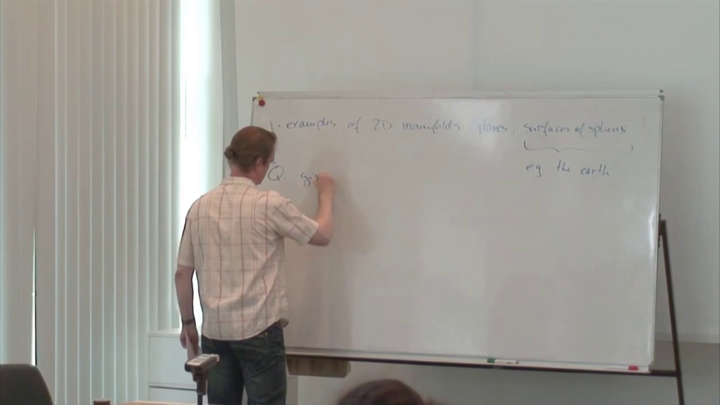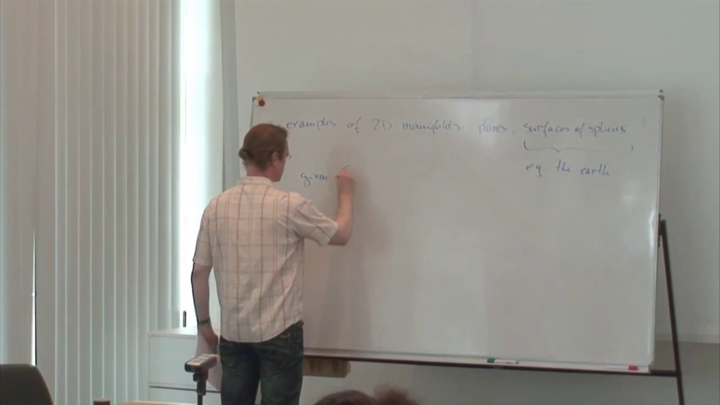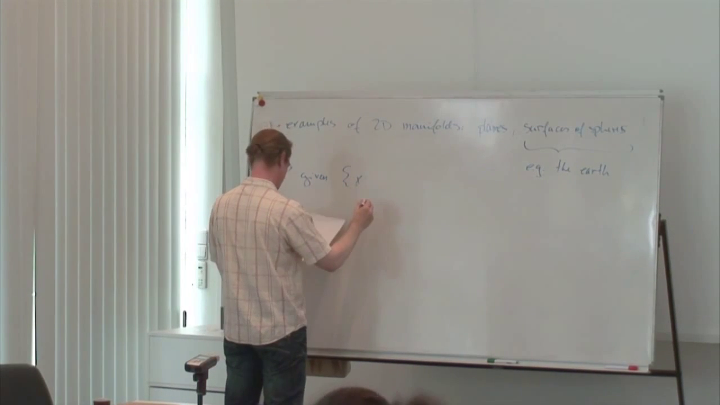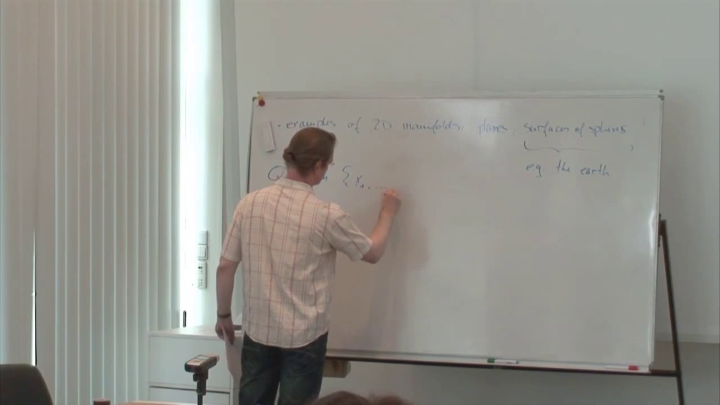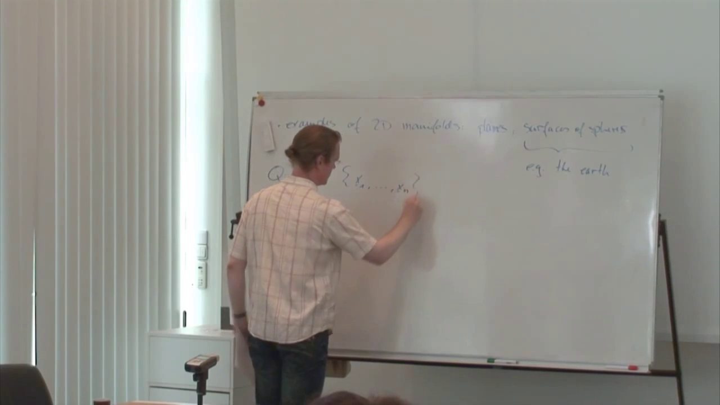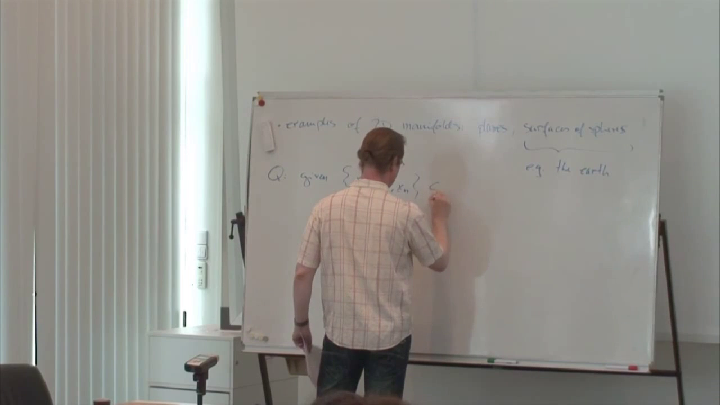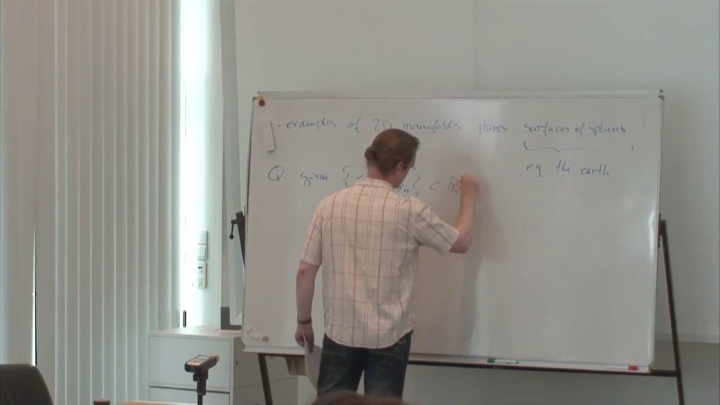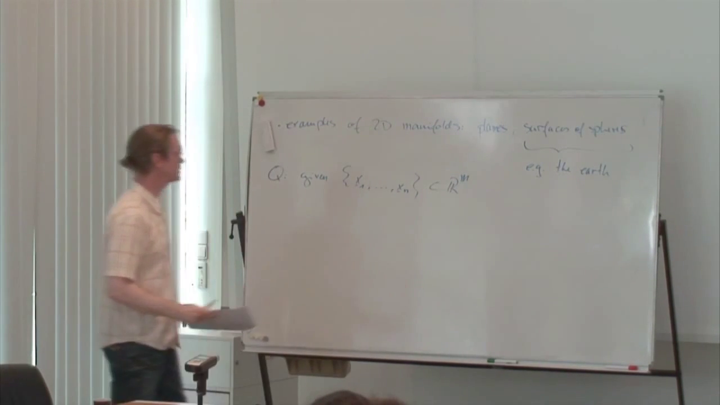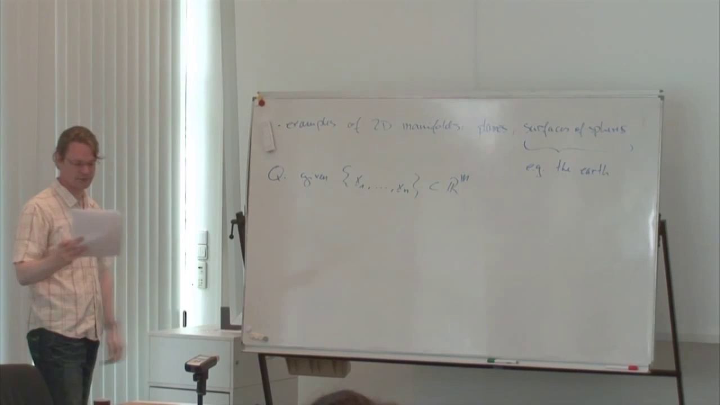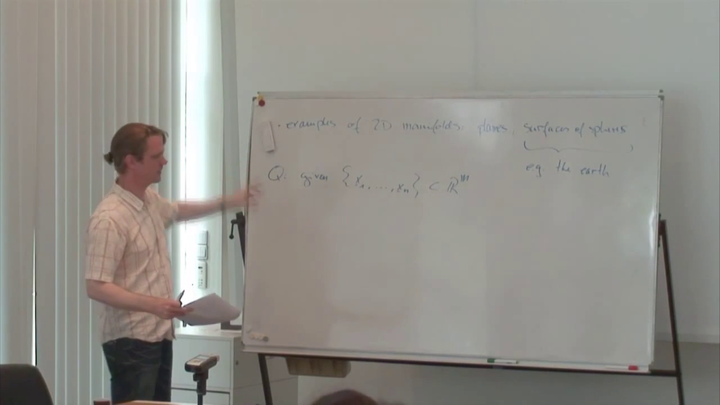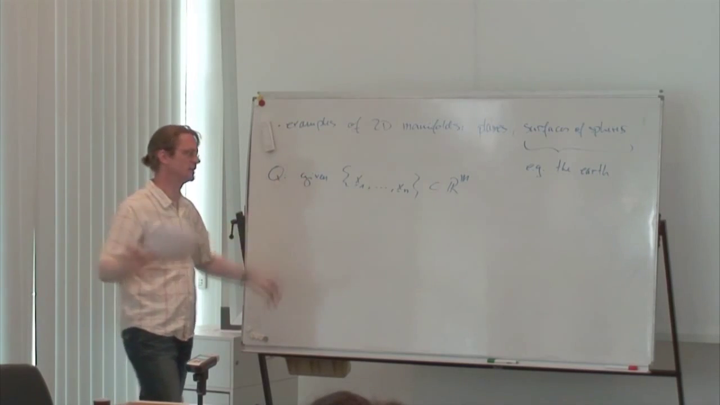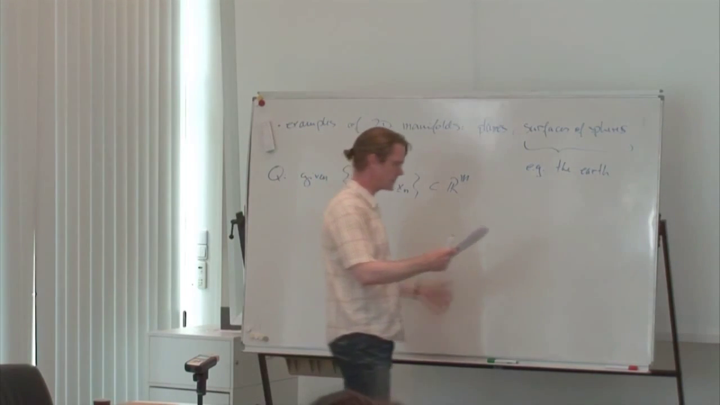Given a set of observations, and I'll call them vector x1 all the way to vector xn, this time we do assume that these are m-dimensional vectors. Again, of course, for the example we've been looking at, m was 2, but in general we have some m-dimensional data.